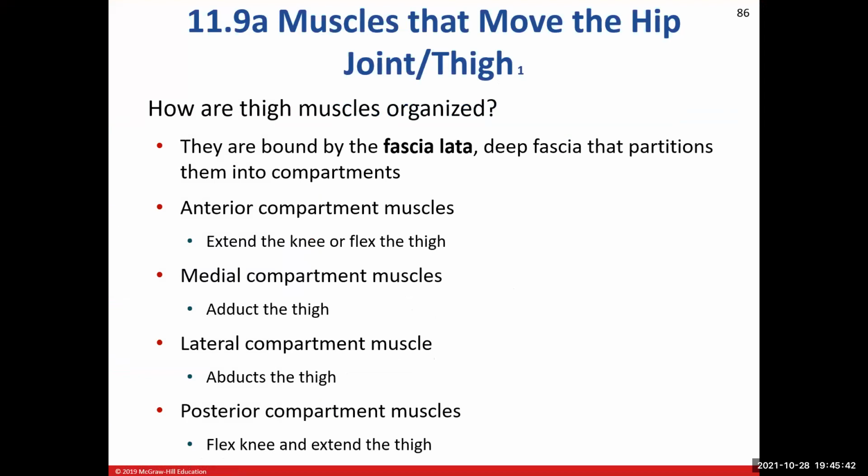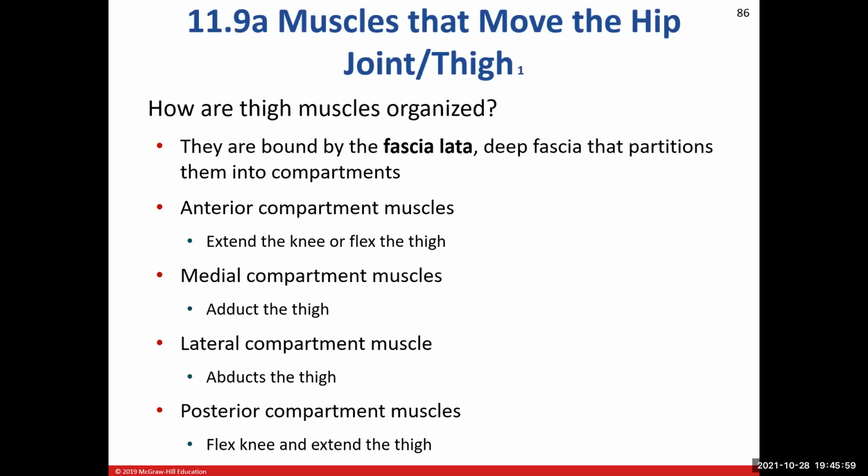And so we saw how the deep fascia in your upper extremity created these compartments. Well, guess what? Same thing. We are going to use deep fascia in your lower extremity to also make some compartments.